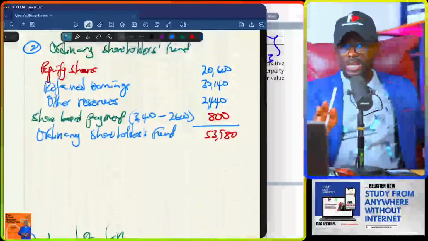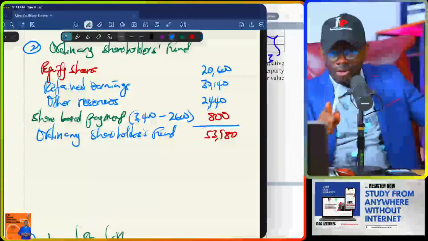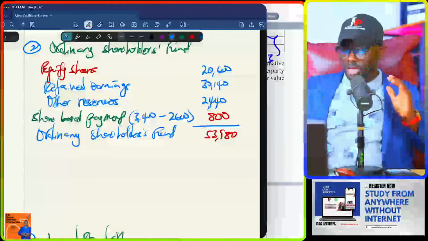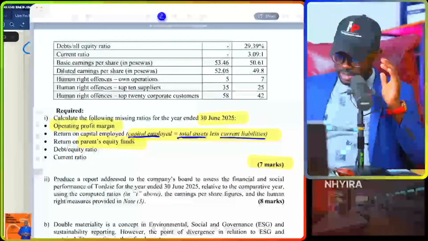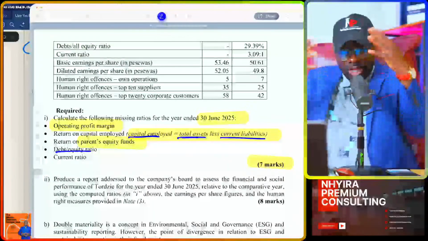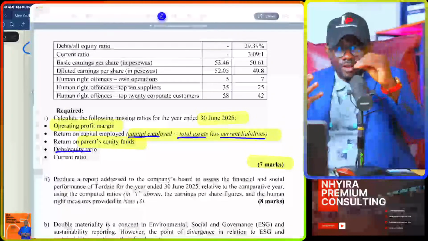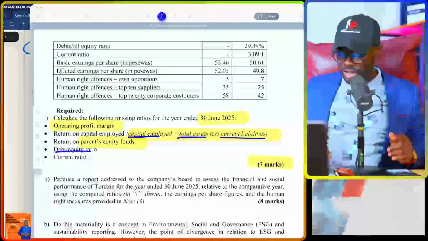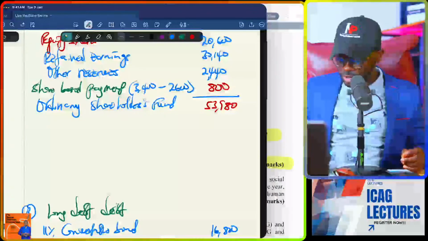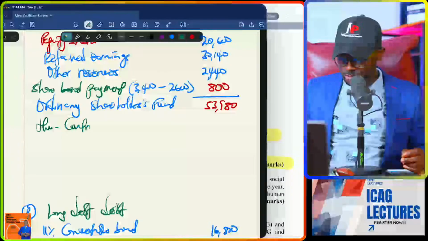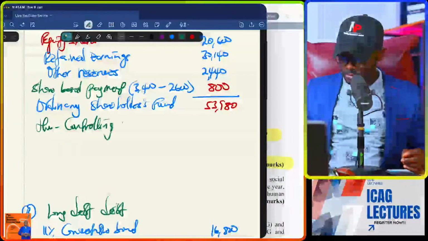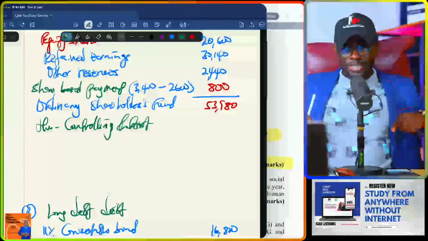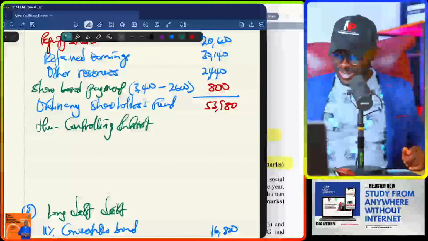Remember, we have currently just the ordinary shareholders' fund. That was the figure we had. But we are doing debt to equity, so we need total equity, not only equity relating to the parent's shareholders. We need all of the equity. So we need to bring in the non-controlling interest, because remember, in the consolidated statement of financial position, total equity includes non-controlling interest.